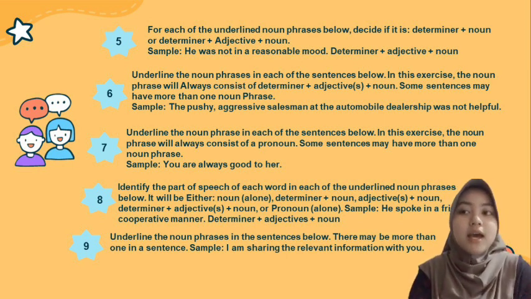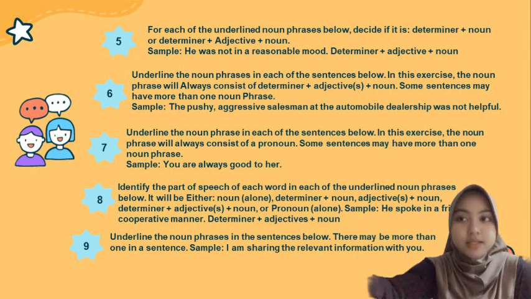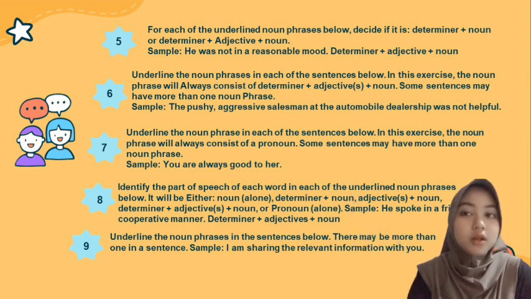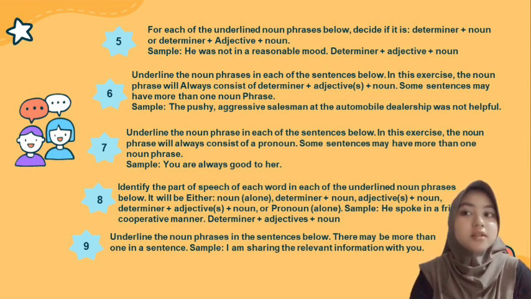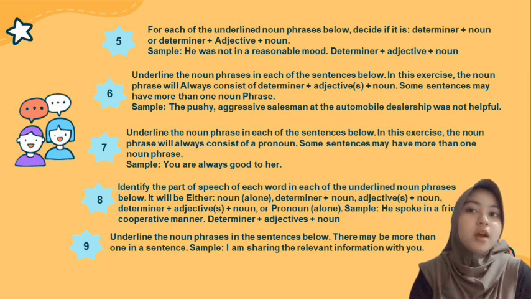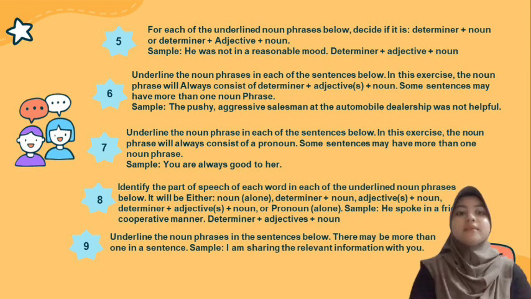Number 7, underline the noun phrases in each of the sentences below. In this exercise, the noun phrase will always consist of a pronoun. Some sentences may have more than one noun phrase. Sample: You are always good to her.